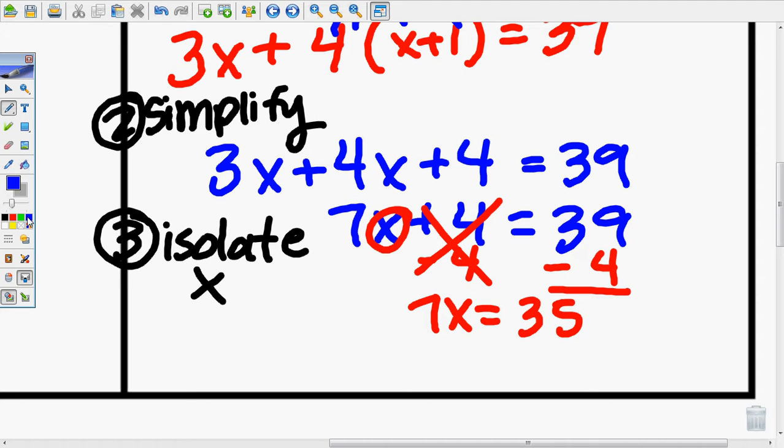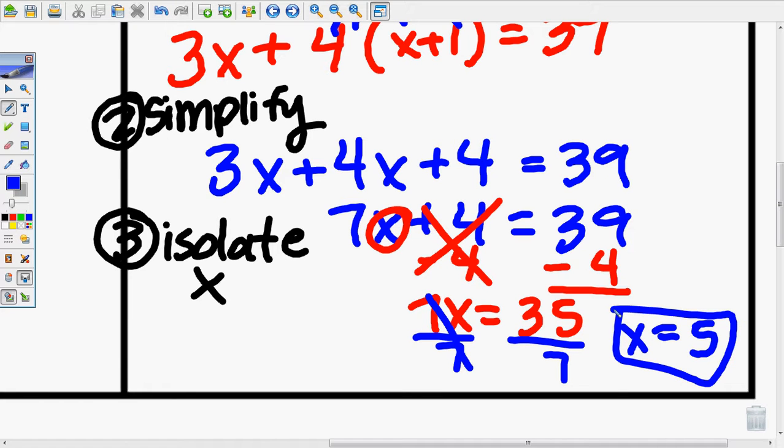X is 5. I already called it. We're getting there. I already knew it. We already got the money. We're done. I already called it. So x equals 5. And then, I'm just kidding.